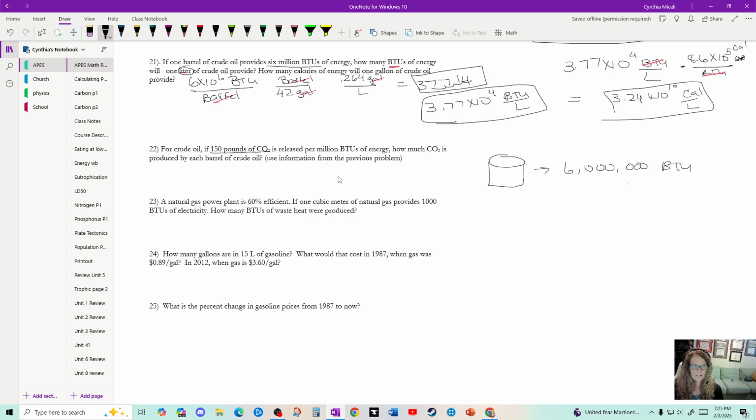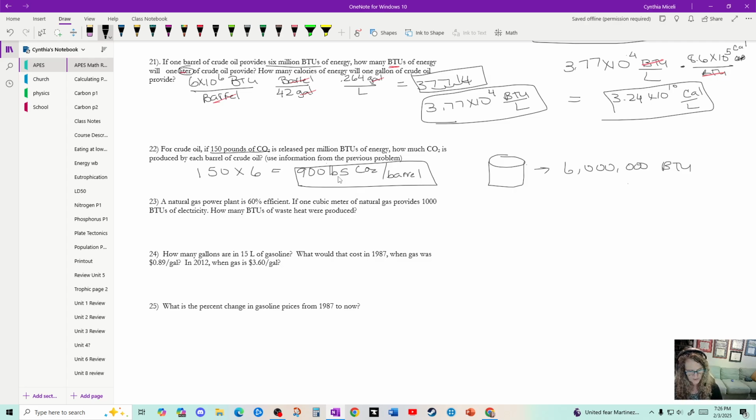So a barrel has 6 million. This makes 150 for every 1 million. So all I have to do is 150 times 6 to figure out how much CO2 is produced by each barrel of crude oil. So I do 150 times 6, and that is 900 pounds of carbon dioxide per barrel. Okay. Woo, we did it.